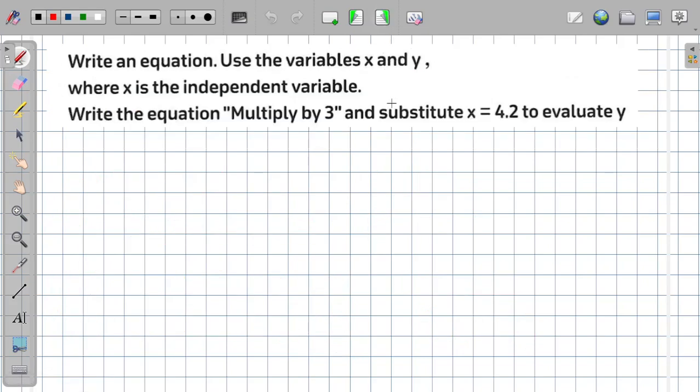let's do another one. Here I wanted to write the equation from a verbal phrase like this, and I want to make x the independent variable and y the dependent variable. So I can say y, the dependent one, equals x, and I want to multiply x by 3. So I will say 3x. So y equals 3x. This is our equation. Okay.